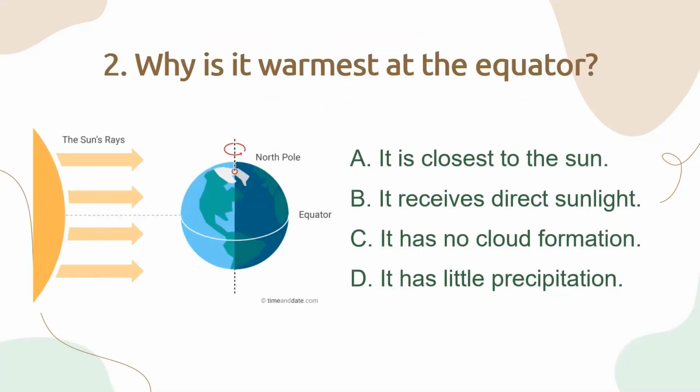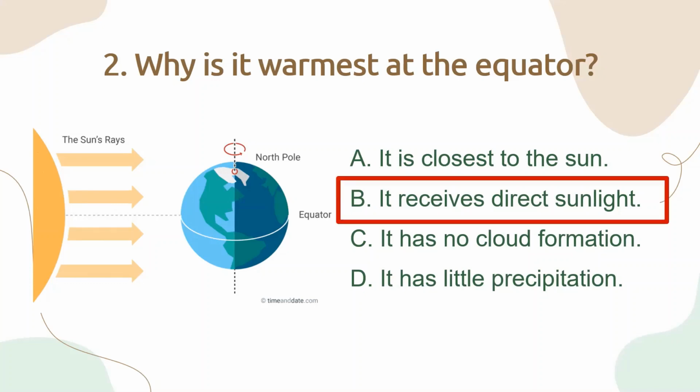Question number 2. Why is it warmest at the equator? A, it is closest to the Sun. B, it receives direct sunlight. C, it has no cloud formation. D, it has little precipitation. You got it, it's letter B. It receives direct sunlight.